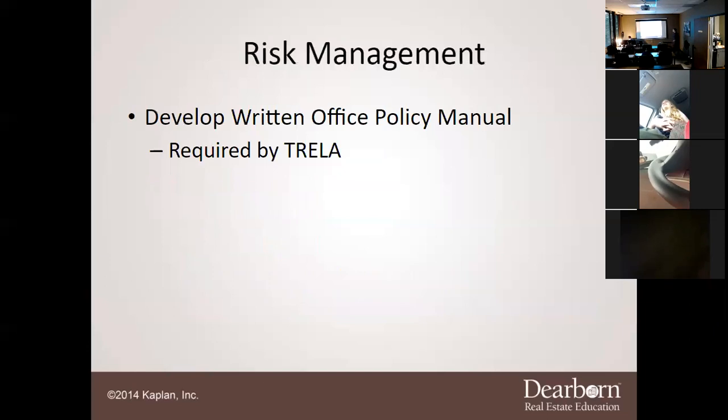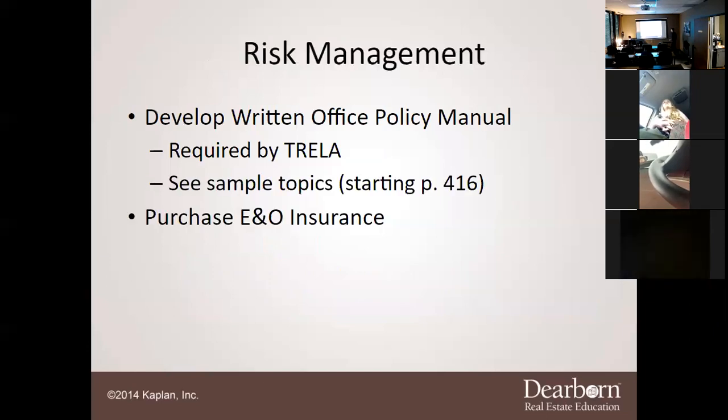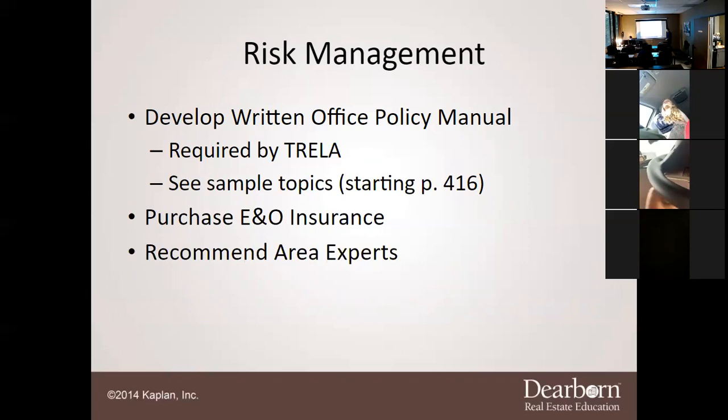Risk management: develop a written office policy manual, which is required by TRILA. Purchase E&O insurance, that's errors and omissions insurance. Your broker will offer that. Each broker has their own errors and omissions insurance, but you're going to want that. And recommend area experts, but like I said, don't just give them one.